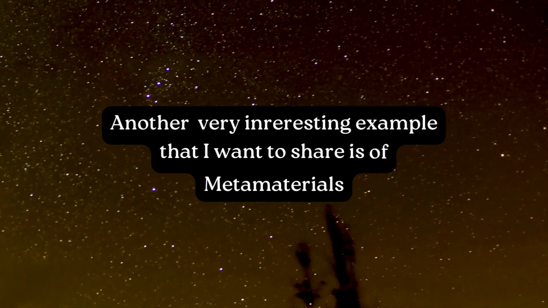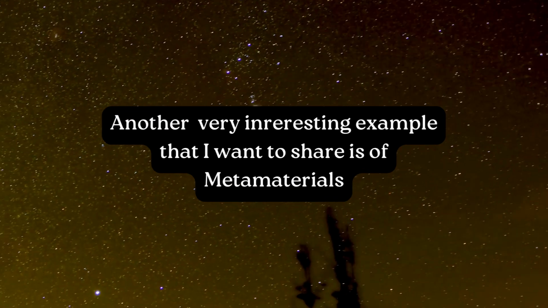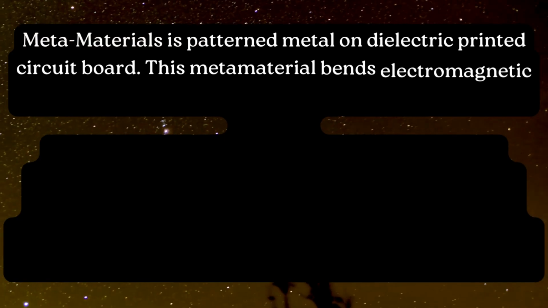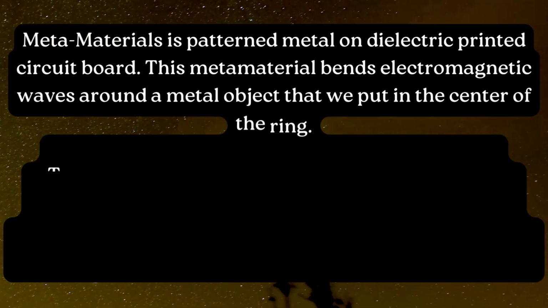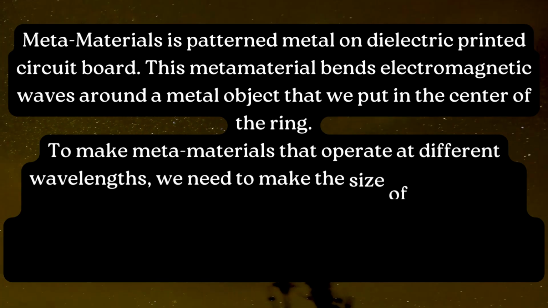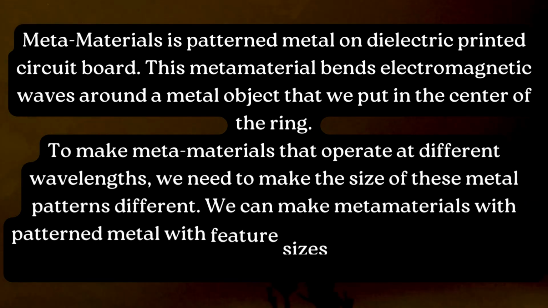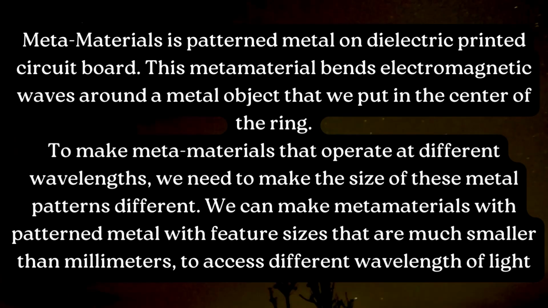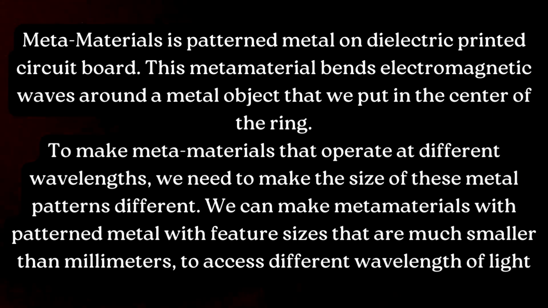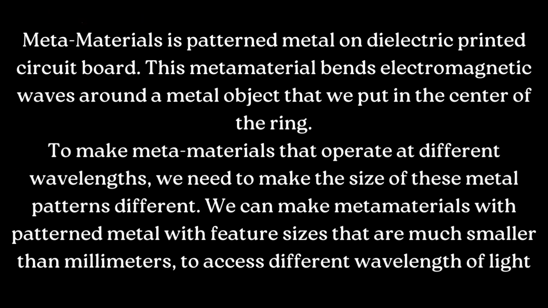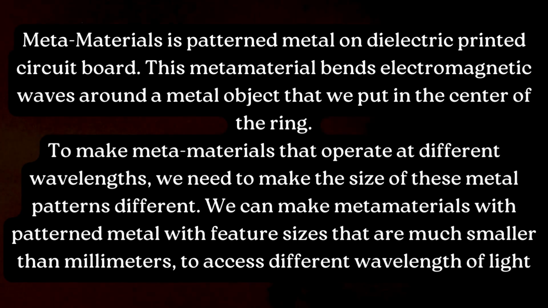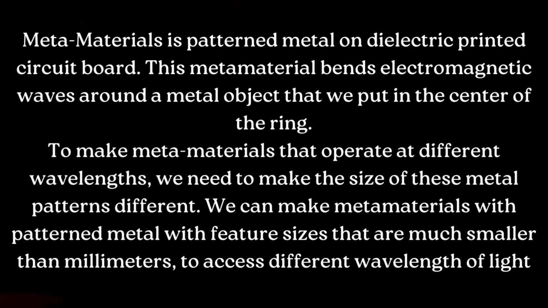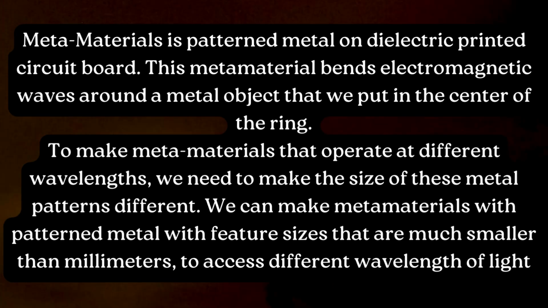Another very interesting example that I want to share is of metamaterials. Metamaterials are patterned metal on a dielectric printed circuit board. This metamaterial bends electromagnetic waves around a metal object that we put in the center of the ring. To make metamaterials that operate at different wavelengths, we need to make the size of these metal patterns different. We can make metamaterials with patterned metal with feature sizes that are much smaller than millimeters, to access different wavelengths of light.